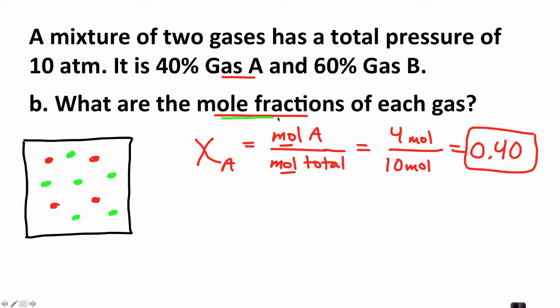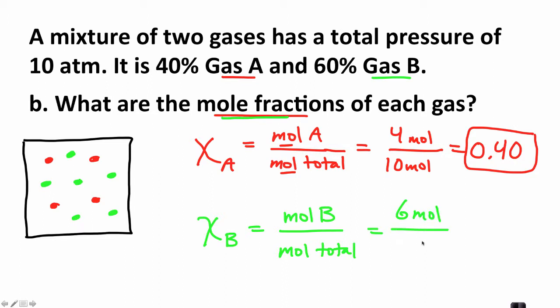Now, for the mole fraction of gas B, it would be the same thing. The mole fraction of gas B is moles of B over moles total. And moles of B, there are 6 moles of B. Moles total is 10 as before, and this is 0.60, and so mole fraction of B would be 0.60, which essentially means 60%, and again, we remember we're doing it on the basis of moles.